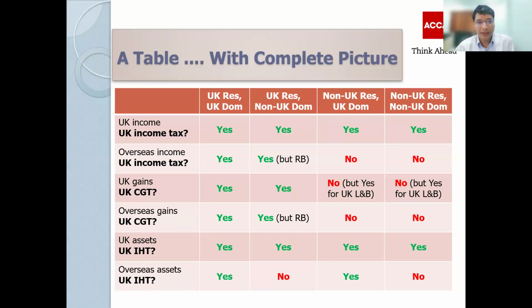So to complete this picture, UK income, always UK income tax. UK gains, always UK capital gains tax. And UK assets, always UK inheritance tax. The rest will be dependent on the residency or the non-dom or the domicile basis. Right? Any questions so far?